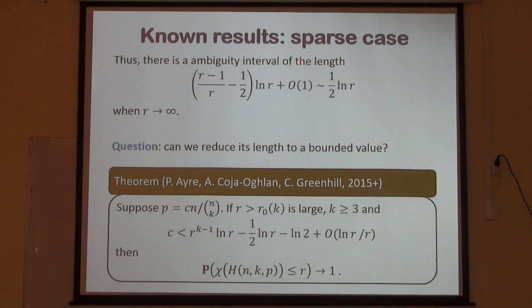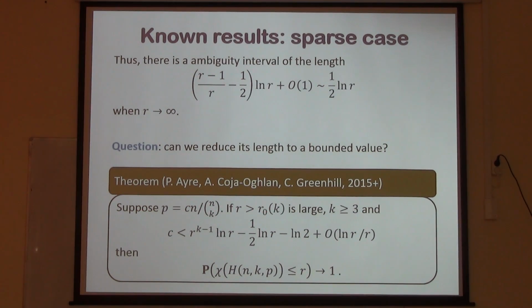And when r is large, it is growing, so again we have log r over 2 as the order of the gap. And the same question: can we reduce this length to a bounded value? So we can prove that there is an interval of a very small length in which we don't know the exact limit distribution.